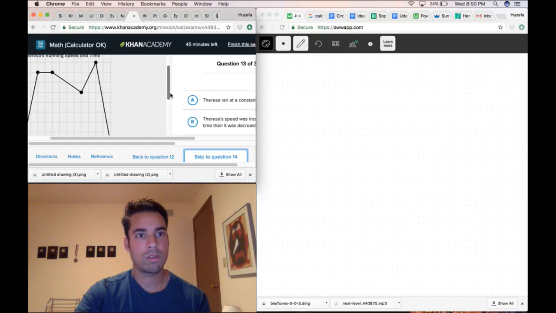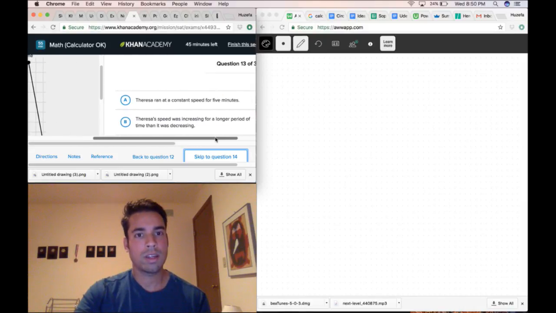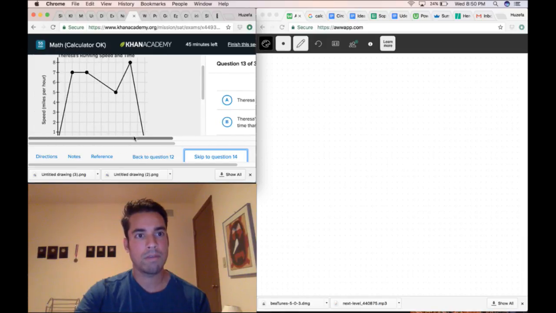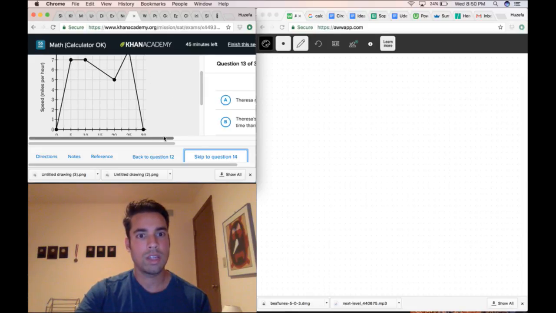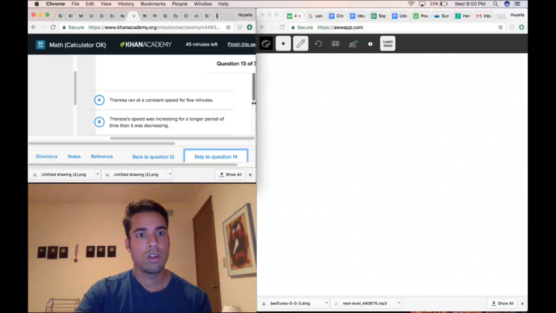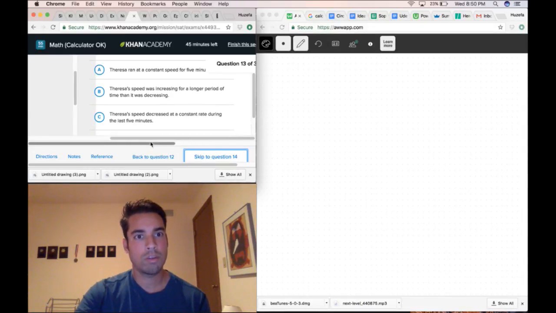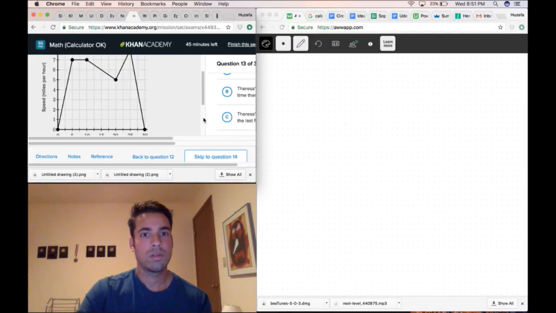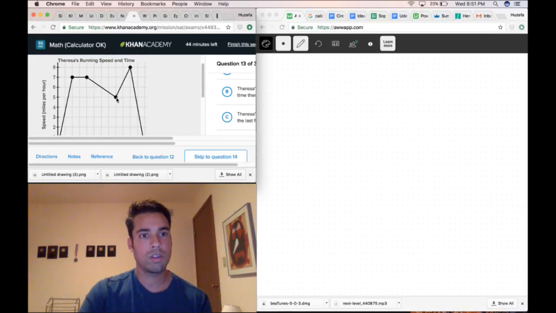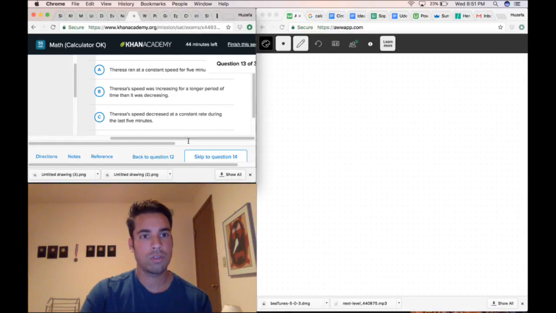Now, let's look at this graph one more time. Teresa ran at a constant speed for 5 minutes. Did she run at constant speed? It looks like she ran at a constant speed for 5 minutes. So I'd say that is true, but we want what's not true. Teresa's speed was increasing for a longer period of time than it was decreasing. I don't know if that's true, because it's decreasing for this long chunk and this long chunk. I think that's not true. I'm going to go with B.